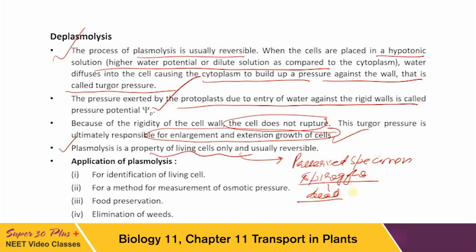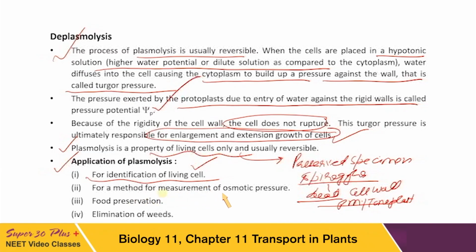In a dead cell, the cell wall as well as the plasma membrane and tonoplast, all will die, they will become permeable. That's why we cannot demonstrate plasmolysis in a dead cell. Application of plasmolysis: if you want to identify whether the cell is living, it will be plasmolyzed.